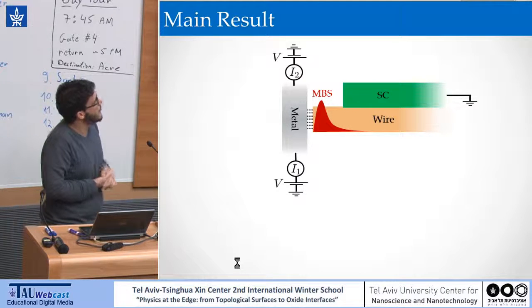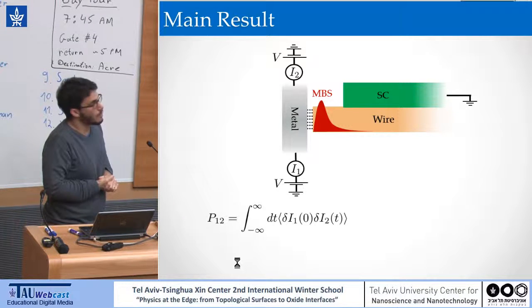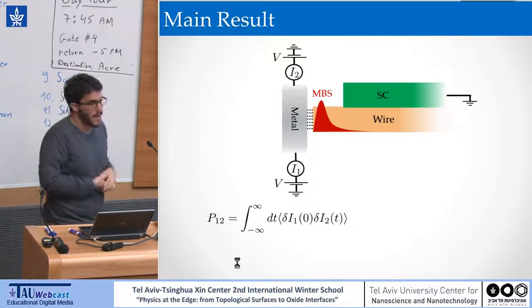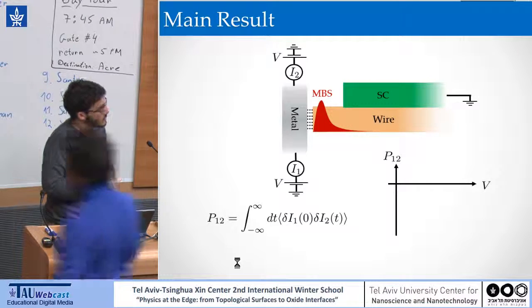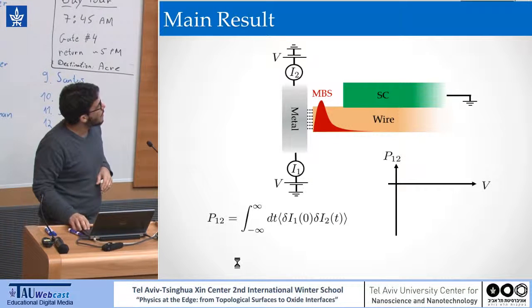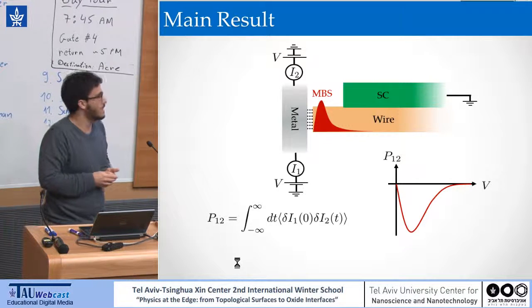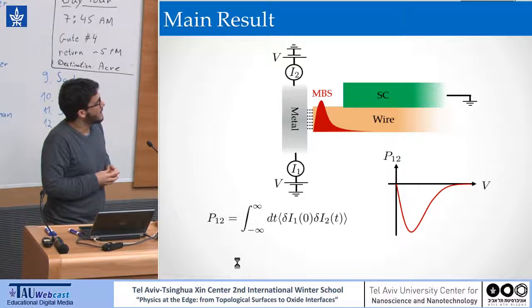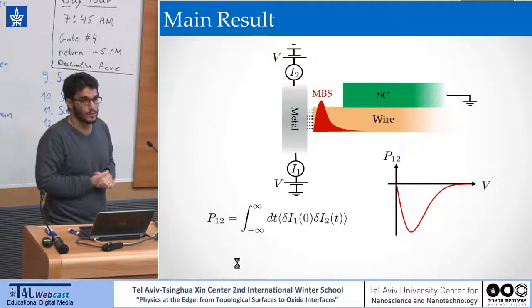What we want to do is to couple two leads simultaneously to the Majorana bound state, and we want to look at current correlations between the two currents, I1 and I2. And what we find is that if you look at the correlation P12 as a function of voltage, what you see is that first the correlation is always negative, which is not always the case in other systems. And second, it goes to zero as 1 over V at high voltages.